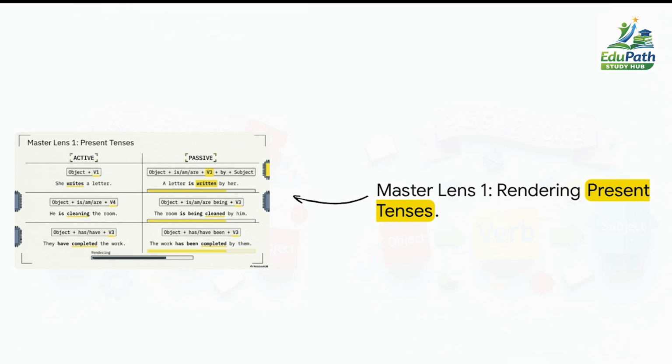When your active sentence is happening right now, like "she writes a letter," your passive rendering needs to reflect that present time. You do this by adjusting the helping verb right before our mandatory V3. So we plug in is, am, or are, making it "a letter is written by her." If it's a continuous action, like "he is cleaning the room," we use "is being" to keep that ongoing feel, giving us "the room is being cleaned by him."